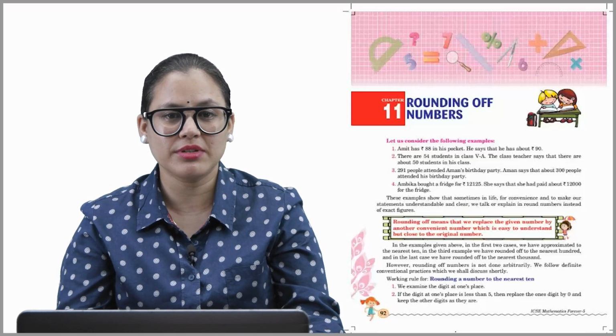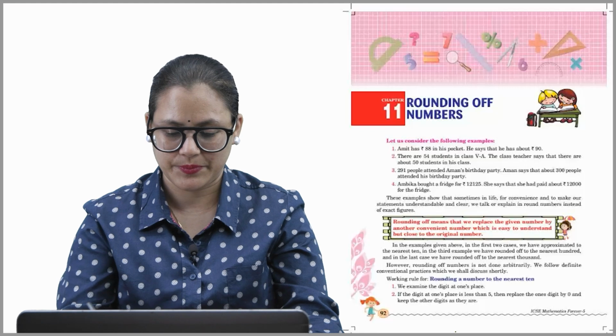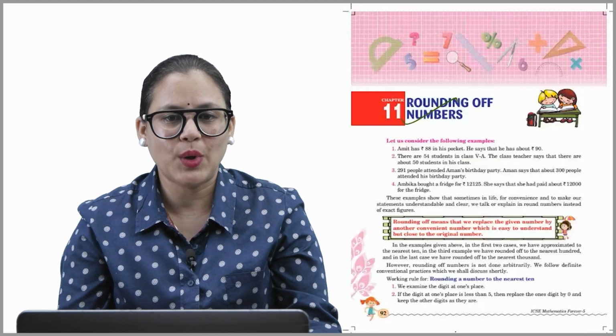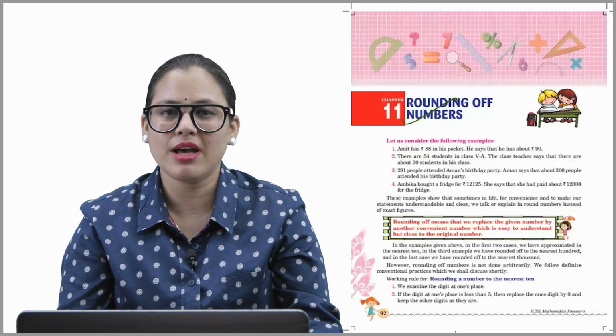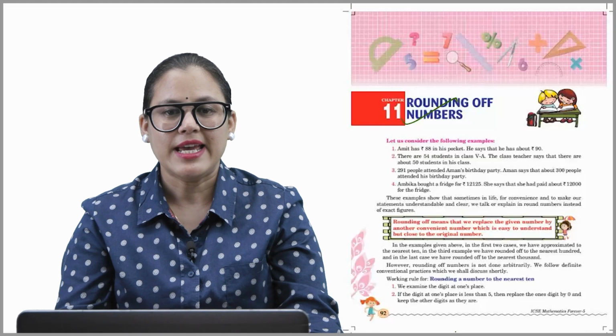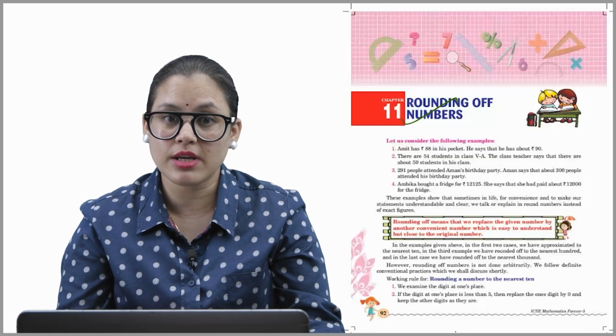Let's start today's chapter, rounding of numbers. Let us consider the following examples. Number 1, Amit has rupees 88 in his pocket. He says that he has about rupees 90.